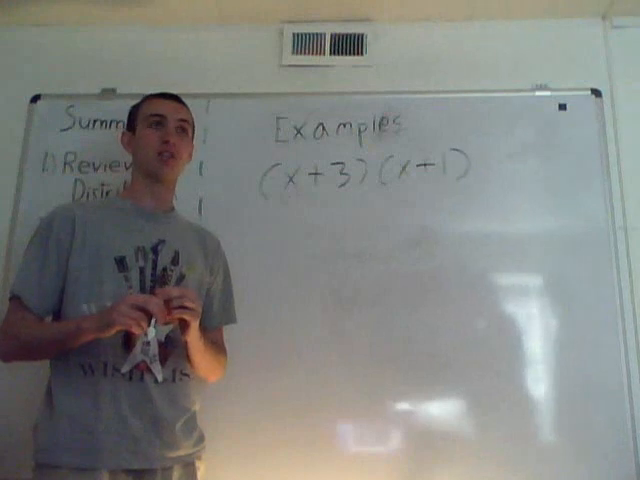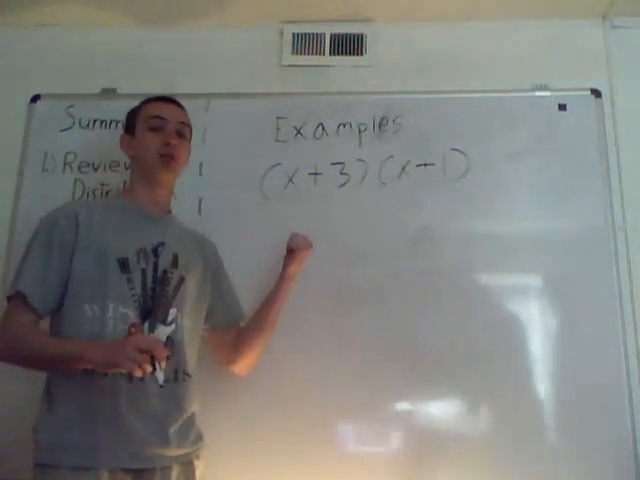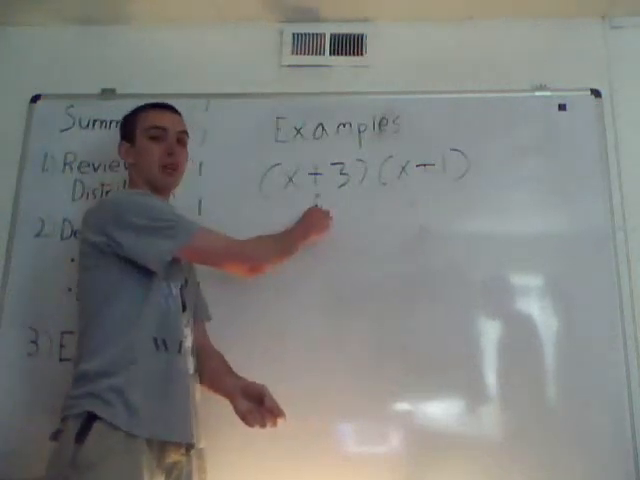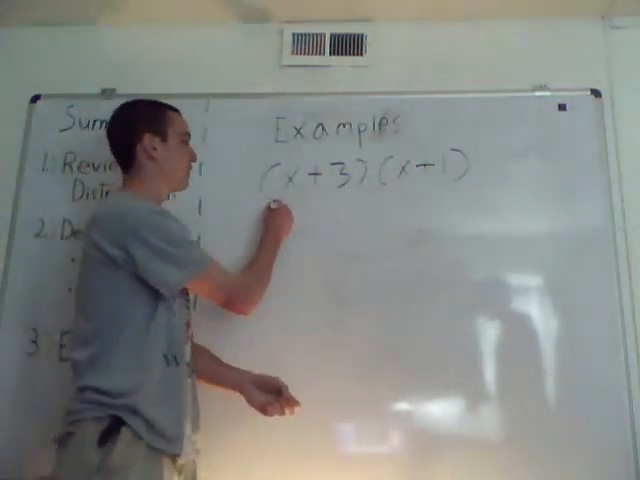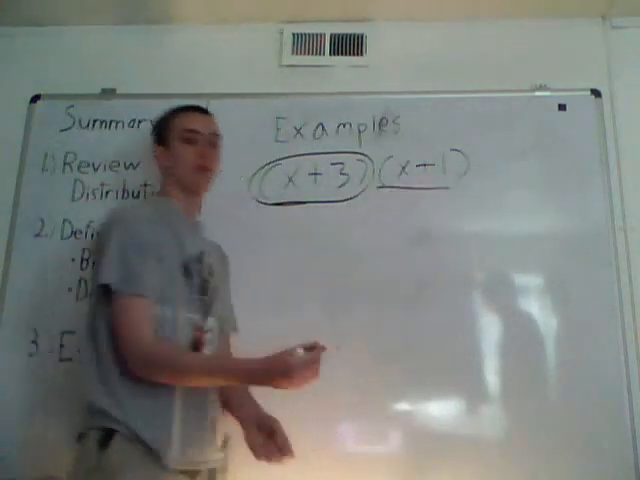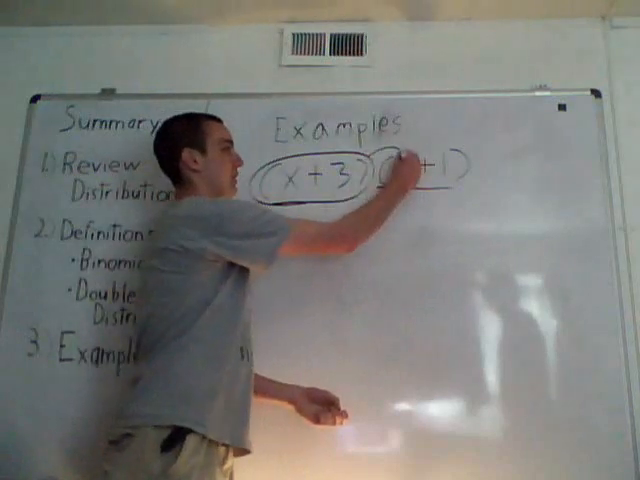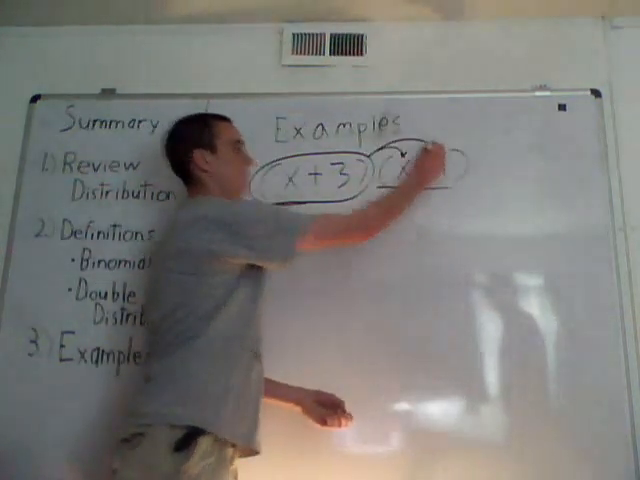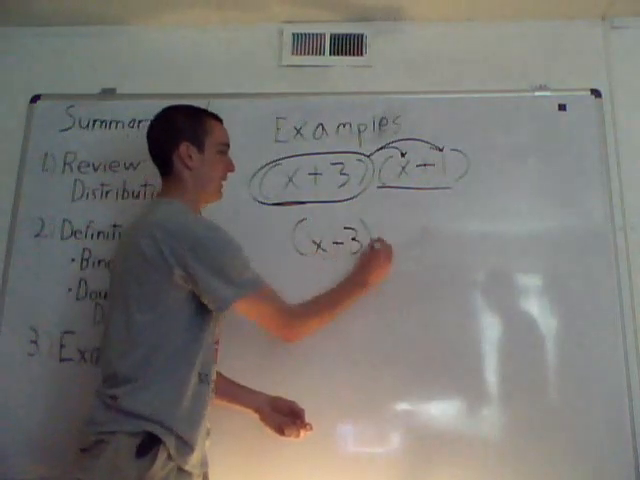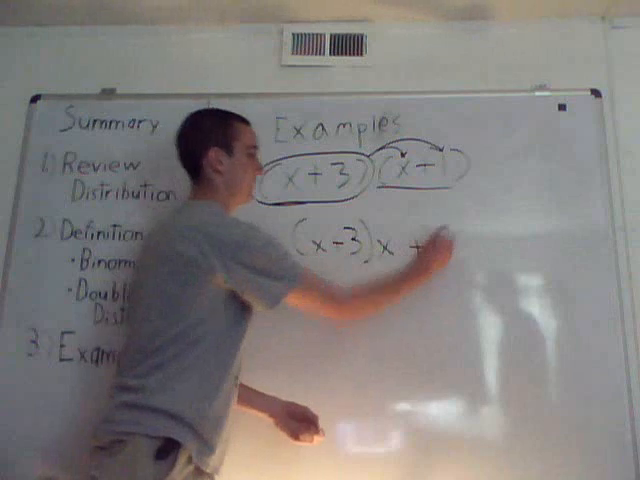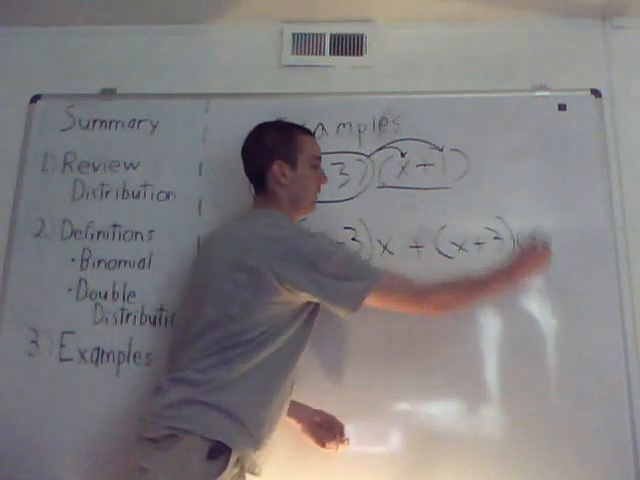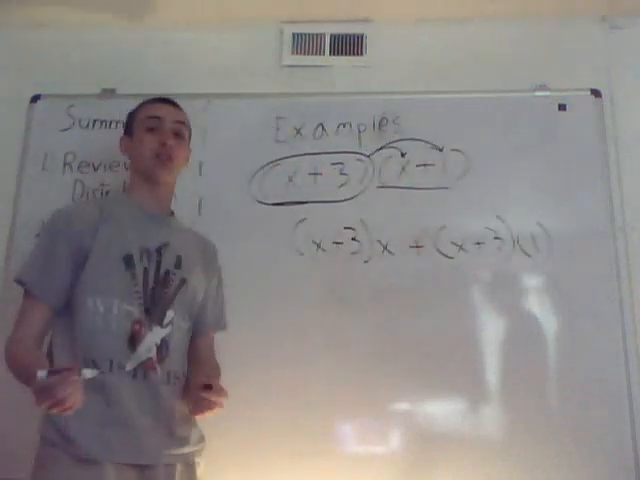Now that we have your attention, we're going to go on to some double distribution. So we have two binomials here, and we're going to multiply them together. First, we need to distribute this whole (x plus 3) term into these parentheses. So we'll send our (x plus 3) over to the x, and we'll send our (x plus 3) over to the 1. So we'll get (x plus 3) times the x plus our (x plus 3) times the 1. That is our first distribution.